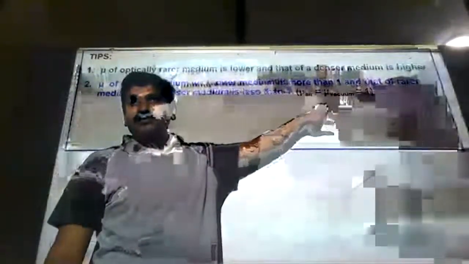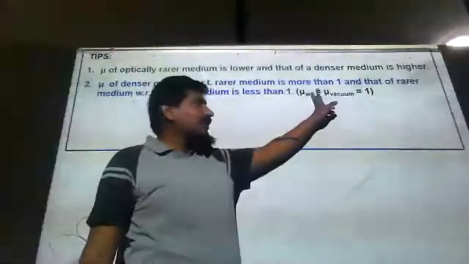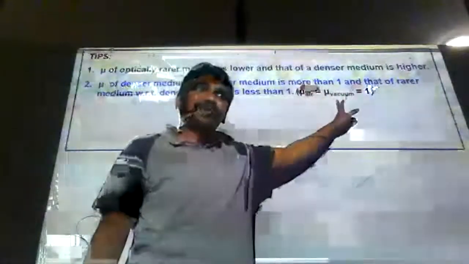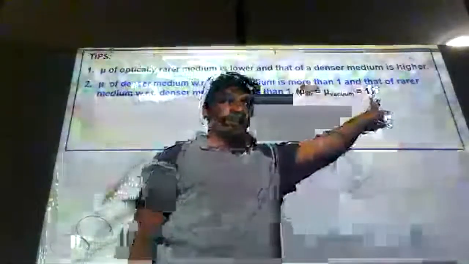For example, the value of the refractive index of air is mu air equal to mu vacuum equal to 1, as we have written. Actually, this is not 100% equal to 1. Mu vacuum equal to 1. But coming to atmospheric refraction effects, the sun appearing at a different position and stars appearing at different positions all happen because of the difference between the refractive index of the air and the refractive index of the vacuum.